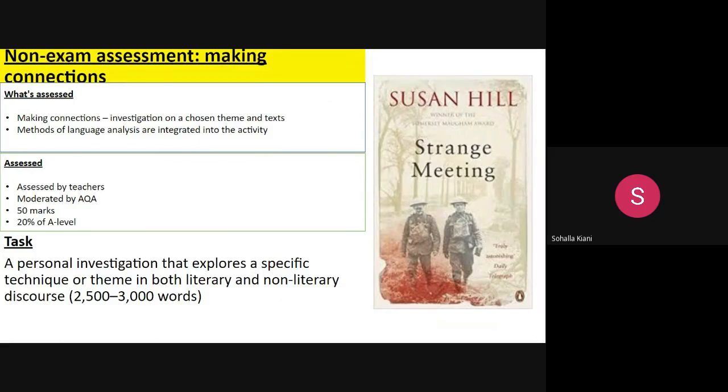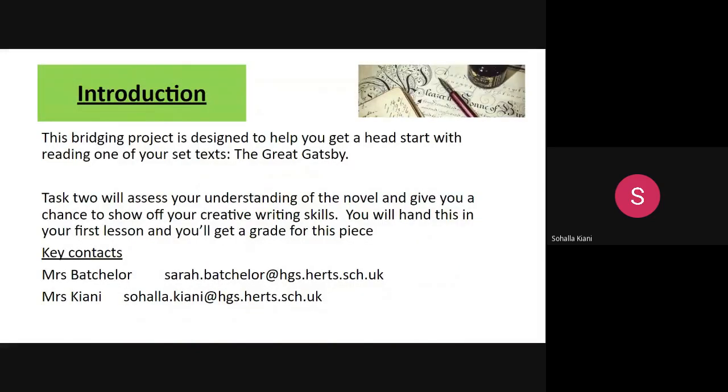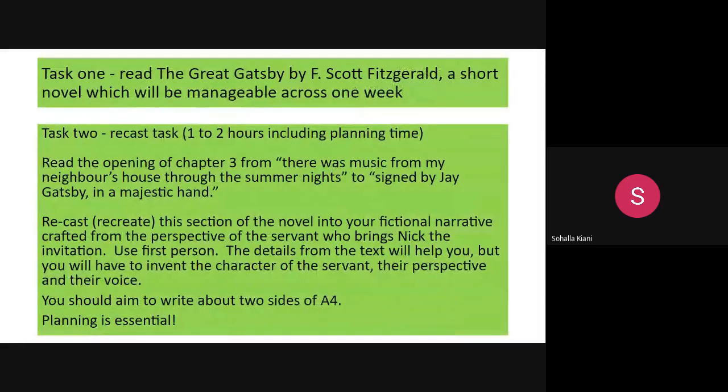So now the bridging project, which, as I said, is based on The Great Gatsby. Task 2 will assess your understanding of the novel and give you a chance to show off your creative writing skills. You will hand this in your first lesson and it will be graded. The first task is simply to read the novel. You could also watch The Great Gatsby starring Leonardo DiCaprio to give you a further insight into the text.